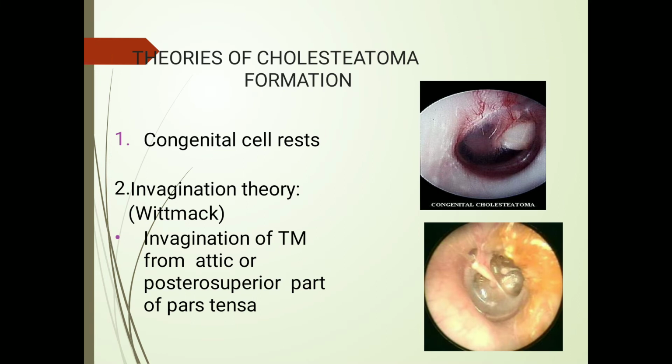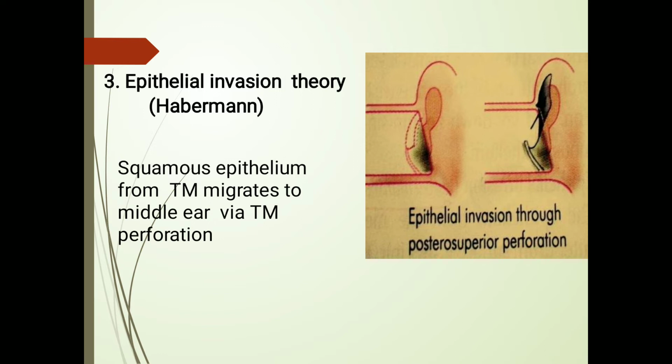Theories of cholesteatoma formation. First one, congenital cell rest. Second, invagination theory by Wittmaack: invagination of tympanic membrane from attic or posterior superior part of pars tensa. Third, epithelial invasion theory by Habermann: squamous epithelium of tympanic membrane migrates to middle ear via tympanic membrane perforation. Epithelial invasion through posterior superior perforation.